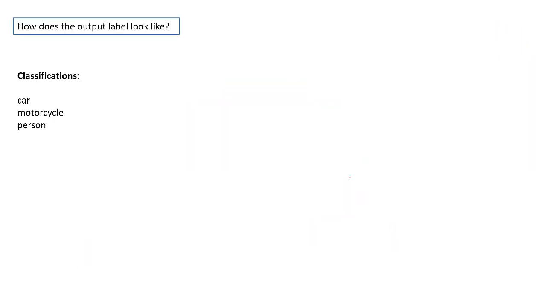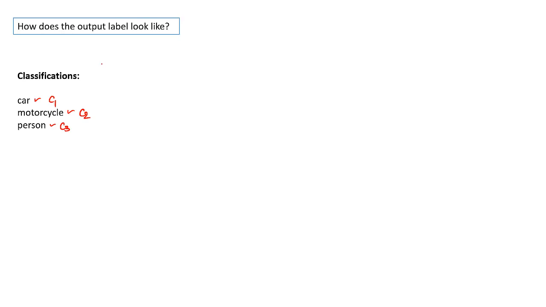So now that we have understood how the bounding box coordinates work, let us have a look at how the output variable y looks. We know that we have these three classifications in our data set, which are car, motorcycle and person. Going forward, let us assume these notations as C1, C2 and C3, where C1 is the car, C2 is the motorcycle, and C3 is the person.